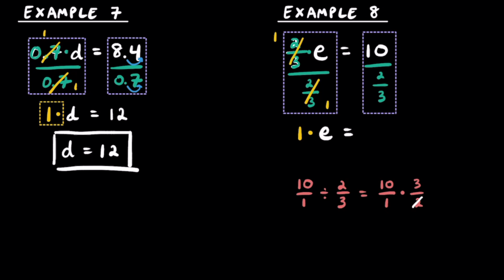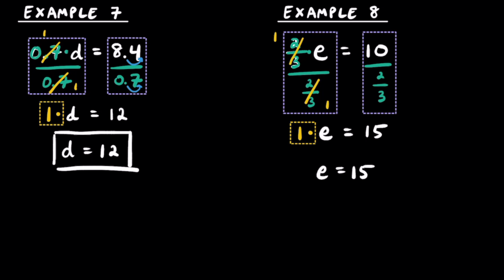So this 2 and 10 have a common factor of 2, so dividing them both by 2, we get 5 and 1. If we were to go ahead and just multiply now, 5 times 3 on top is 15, and 1 times 1 on bottom is 1, so we know that 10 divided by 2/3 is equal to 15. Evaluating the right side of the equation, we're left with 15. If we know that 1 times e is equal to 15, that means that e has to equal 15. There's our solution.